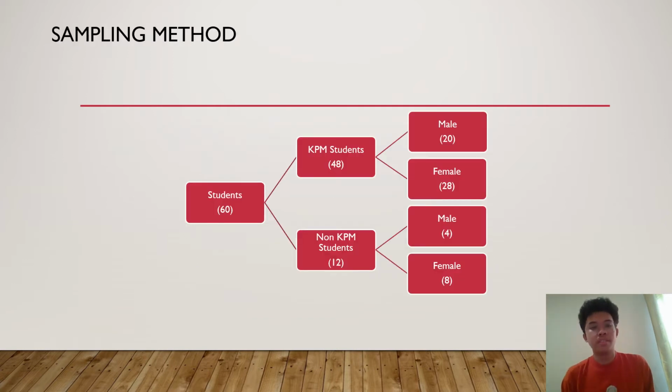So for the sampling method, we use stratified random sampling because it's easier for us to find the solution and to read the structure, as you can see in the pictures below. It's very easy to identify and manage the data.